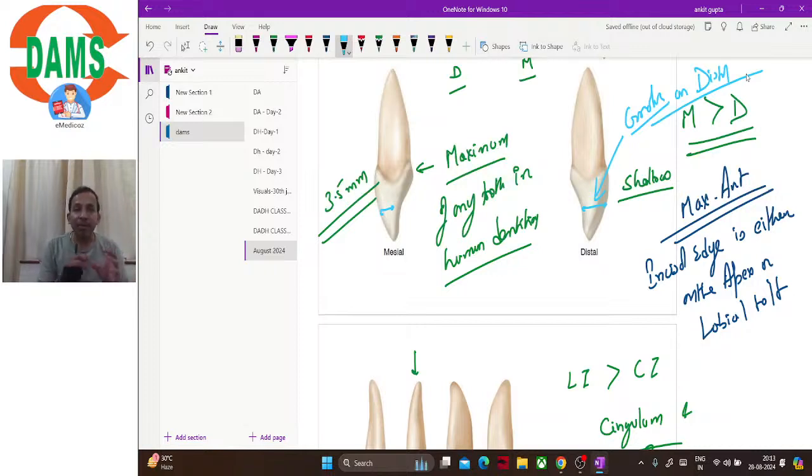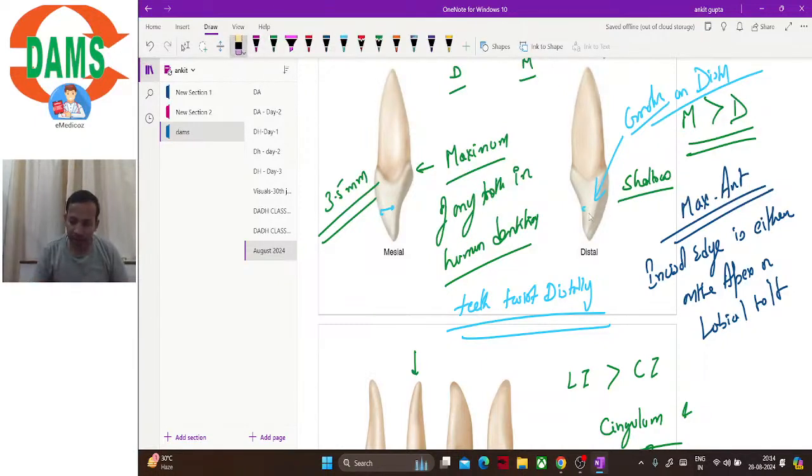Why is that? Because every tooth, as we go from anterior to posterior, so moving distally, the crowns have a distal tilt, isn't it? They have a distal twist. These crowns or these teeth twist distally, and hence more of the labial surface is visible from the distal side, right? As you can see here in this diagram, right?